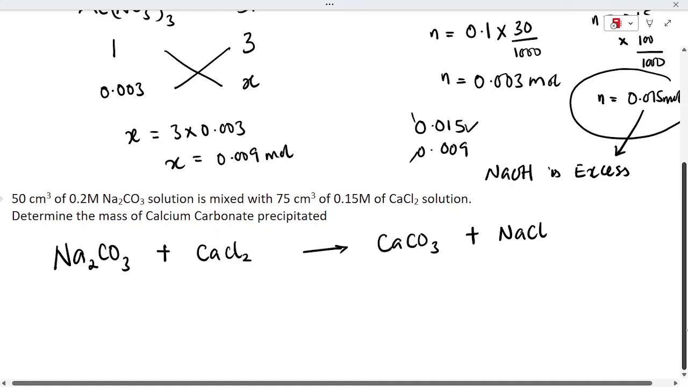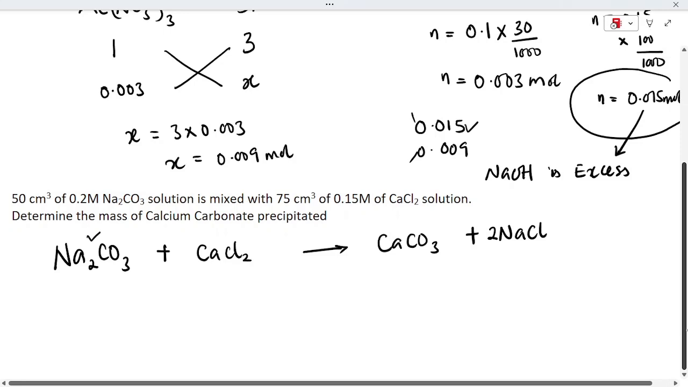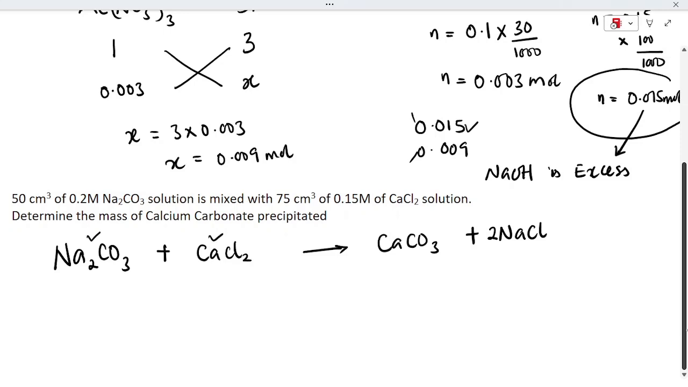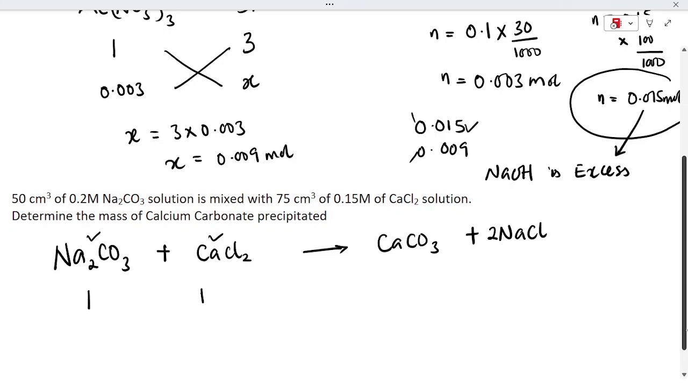Up next, check if our equation is balanced. It is not. Simply place a 2 here. And now our equation is balanced. So what are we dealing with? First, we need to determine the limiting reagents. We are given information about both of them. So we are going to be dealing with sodium carbonate and calcium chloride. We are given concentration and volume, so we just need to deal with the number of moles. Here it is 1 mole to 1 mole. I think this is the easiest. If the mole ratio is 1, then they should react in equal amounts.